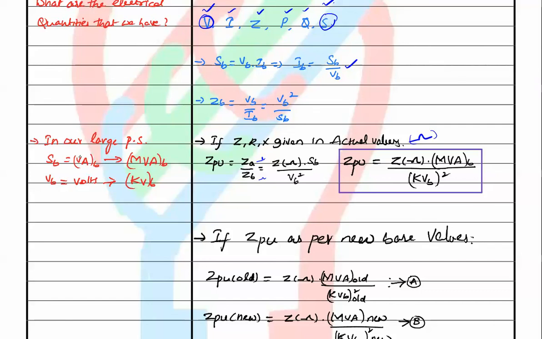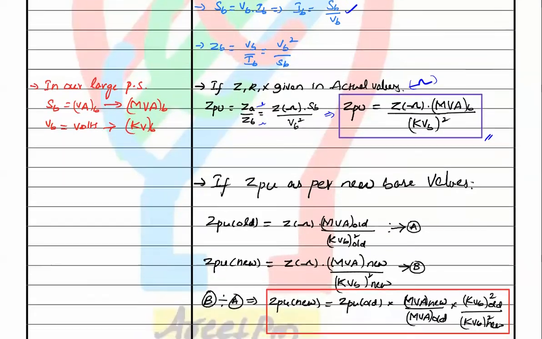Now in our large connected power systems, the power rating is always in terms of MVA, kilovolts and kiloamps. That's why I will modify this equation and write it in terms of larger ratings. So Z per unit is equal to Z in ohms divided by the base value of power, MVA base, and KV base whole square. So this is a very important formula.